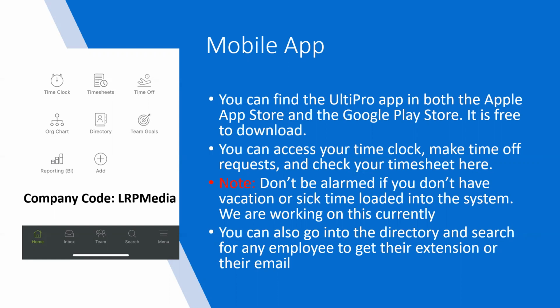There is also a directory in the middle where you can search for an employee and get their email or their extension for quicker navigation. The company code is LRP Media, which is shown here, and it is also on your homepage in UltiPro.